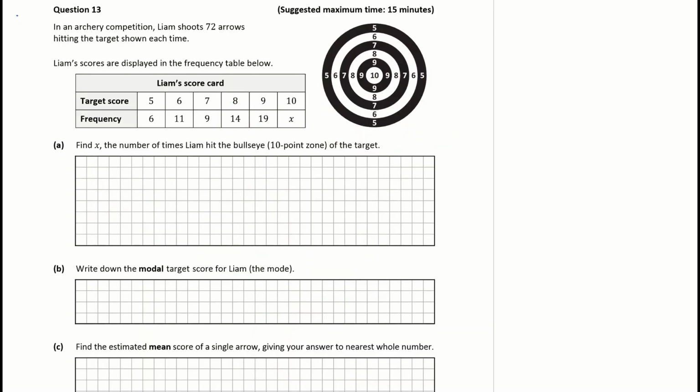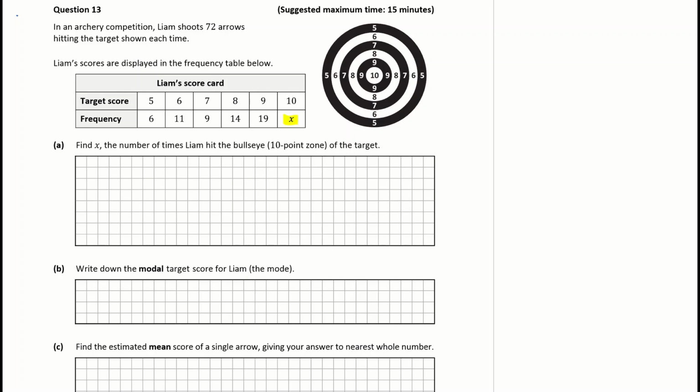Question 13. In an archery competition, Liam shoots 72 arrows, hitting the target shown each time. Liam's scores are displayed in the frequency table below. Part A. Find X, the number of times Liam hit the bullseye, the 10-point zone of the target.